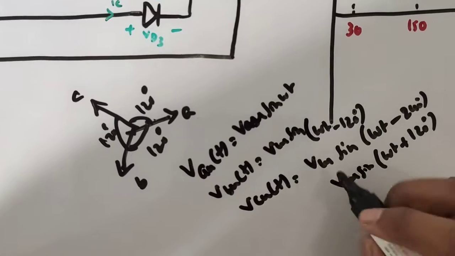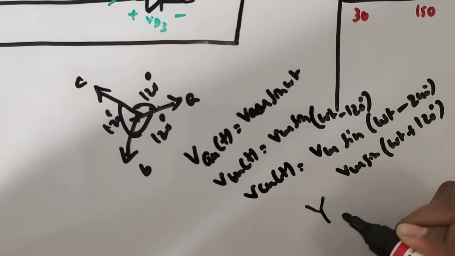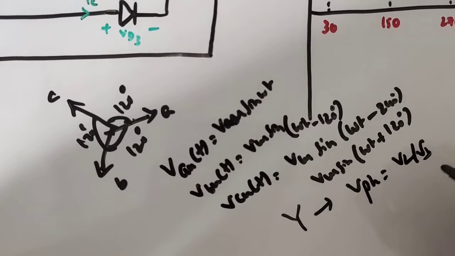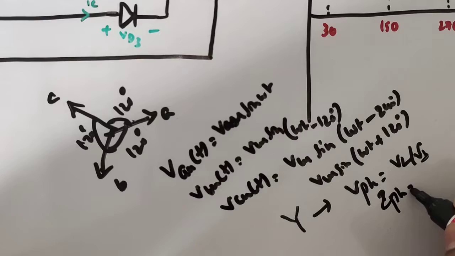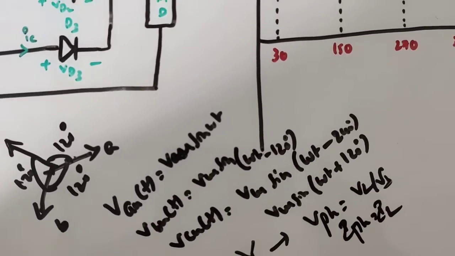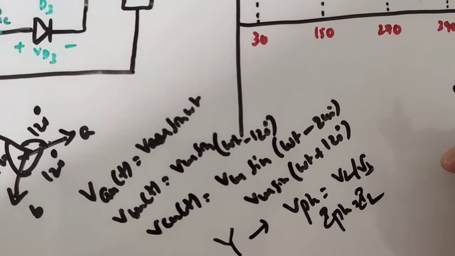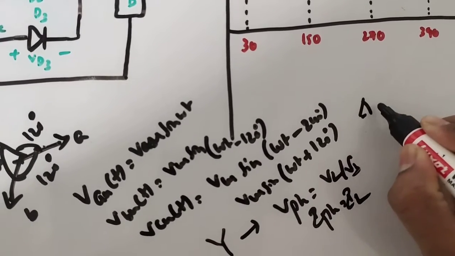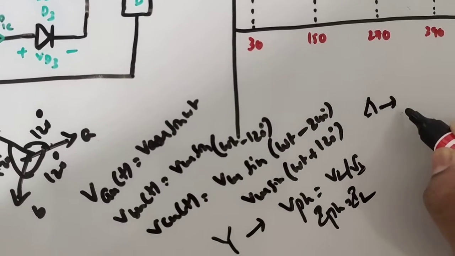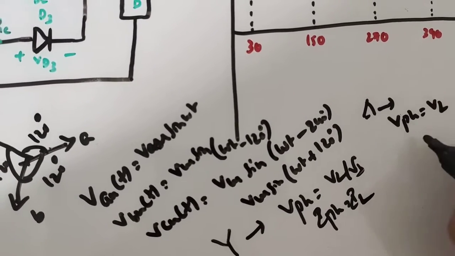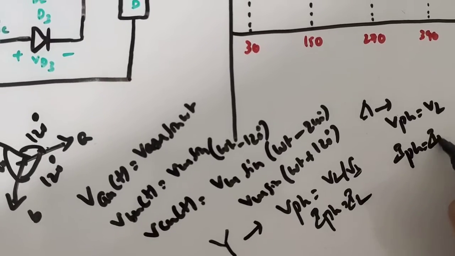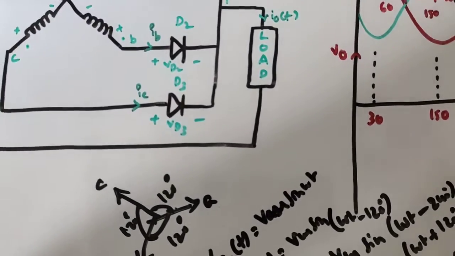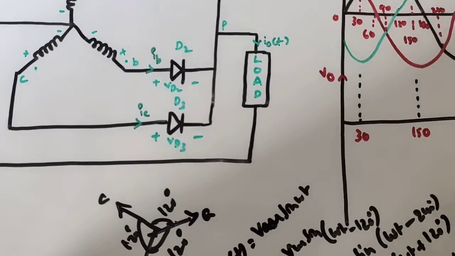Another basic thing you have to remember: if it is a star connection, then V phase equal to VL by root 3, and I phase equal to IL. You already know these basics, but this is a revision of them. And if it is a delta connection, then V phase equal to VL and I phase equal to IL by root 3. These are the things you have to remember.